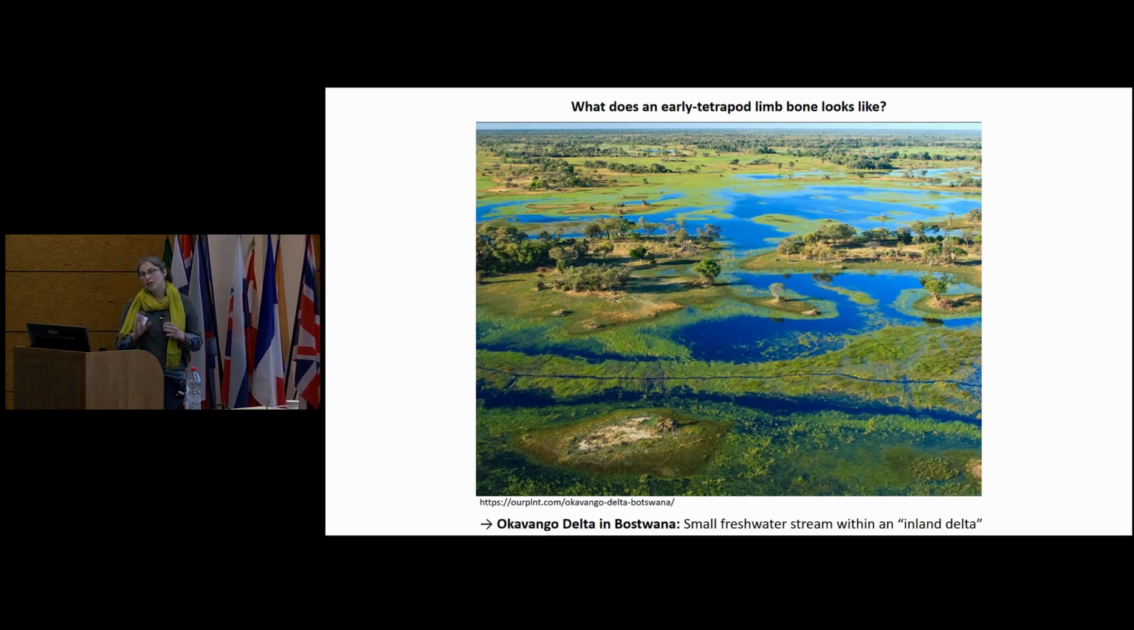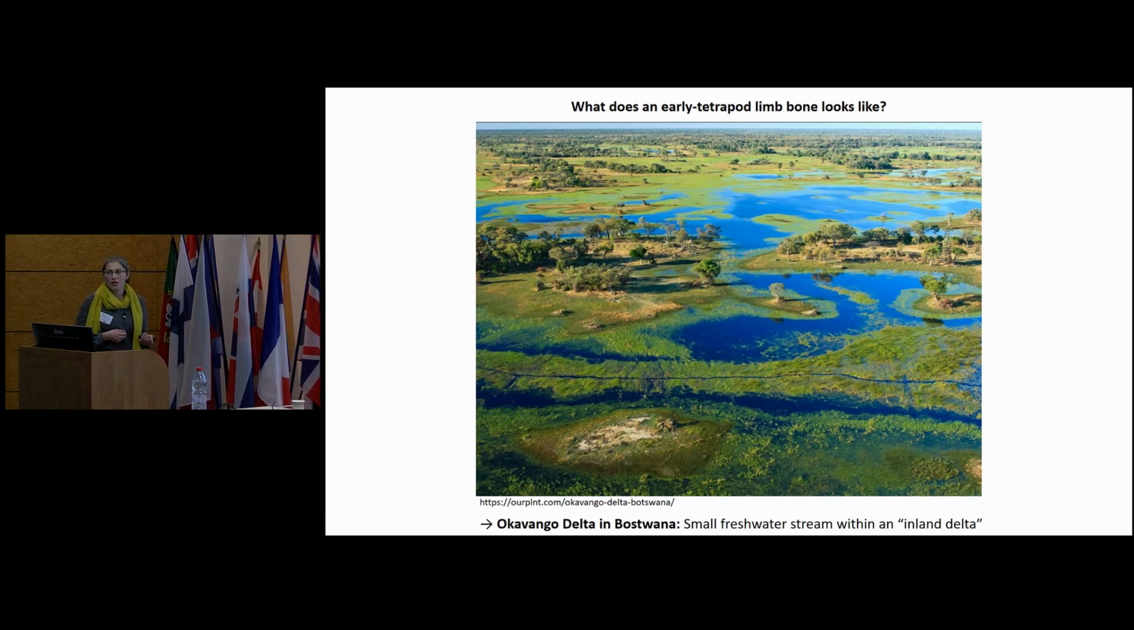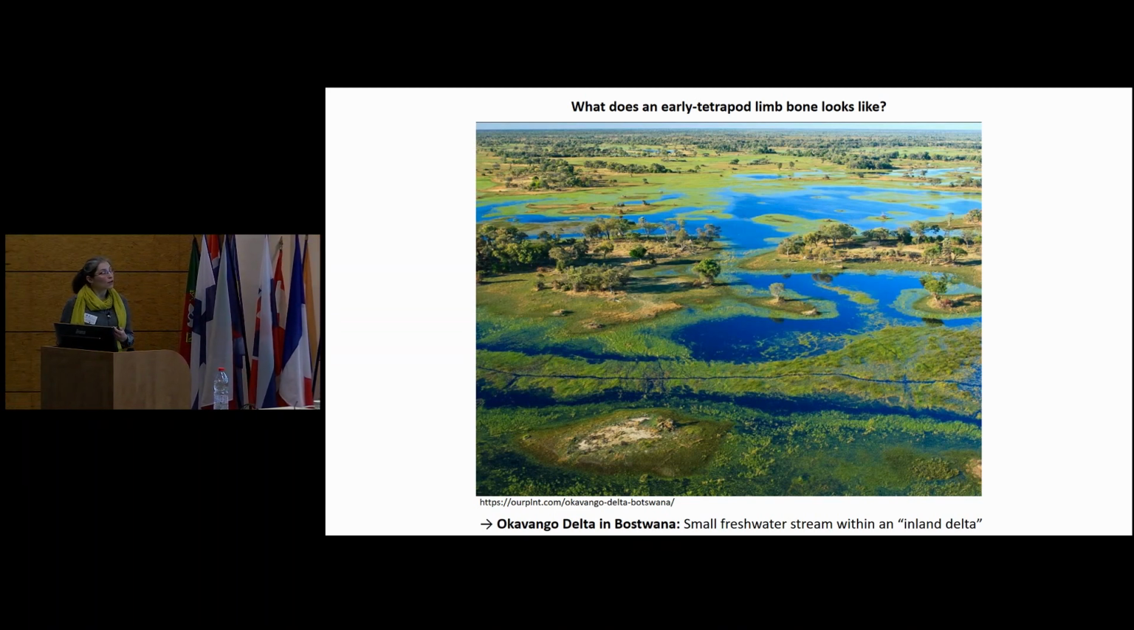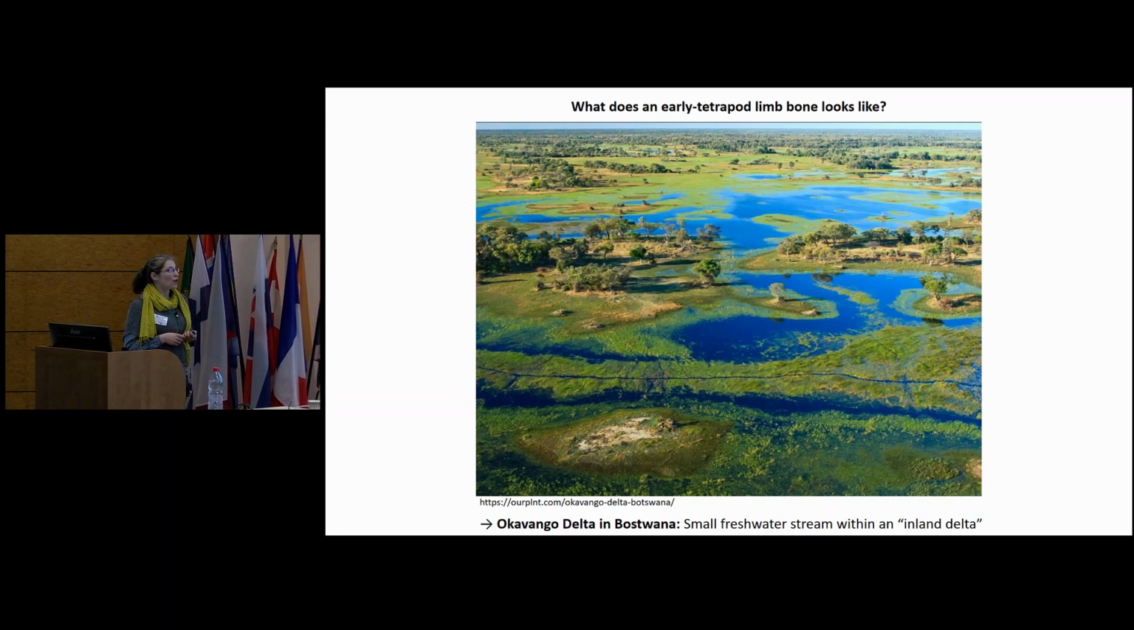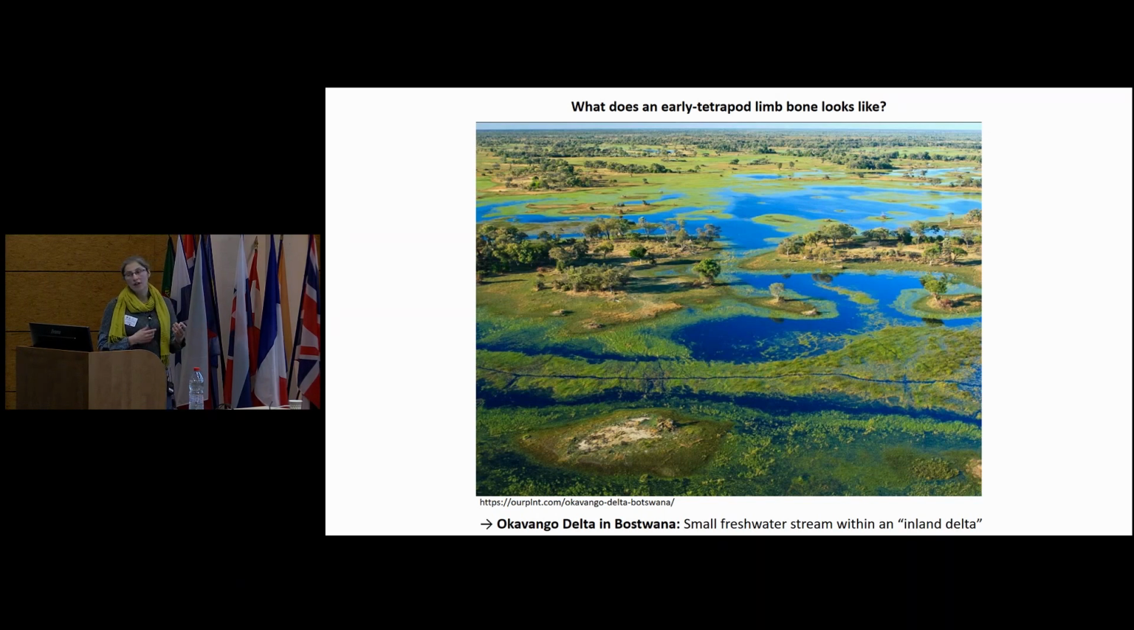And just to give you an idea of the environment, that's the Okavango Delta in Botswana. And so this was about the landscape that you could see 360 million years ago in Greenland. So pretty different from what we have today. So you had a small freshwater stream within an inland delta.